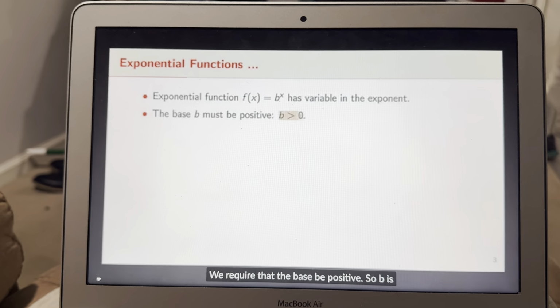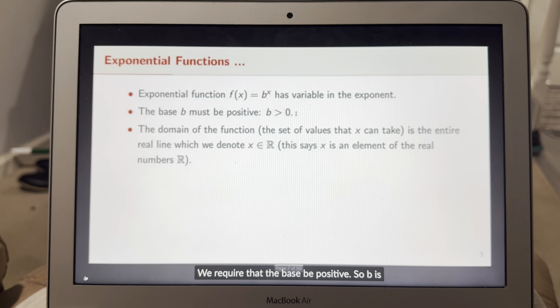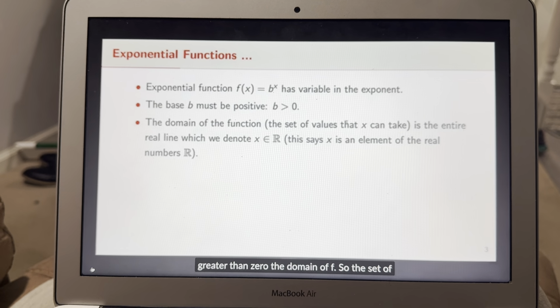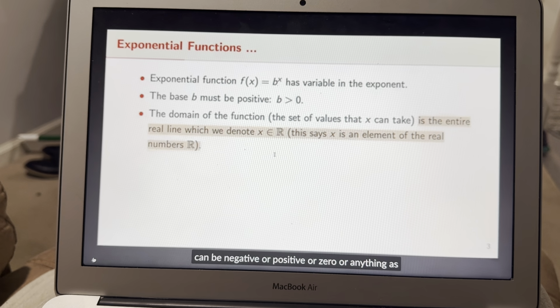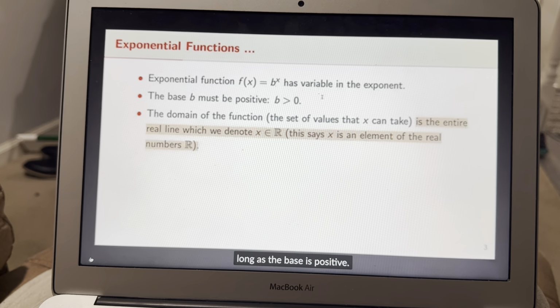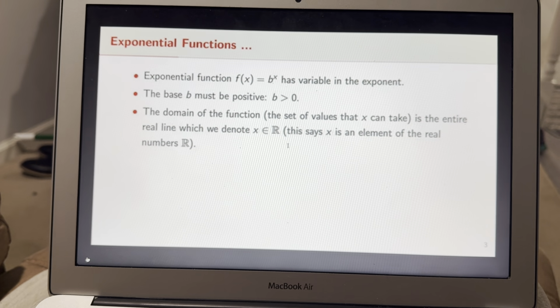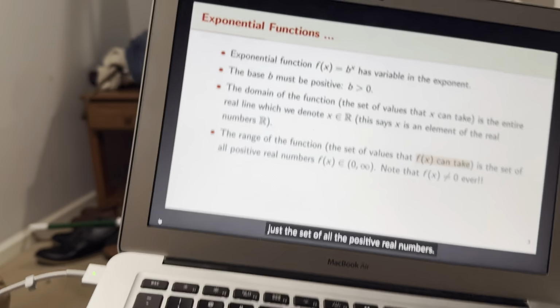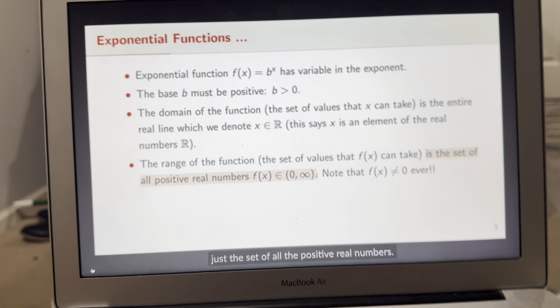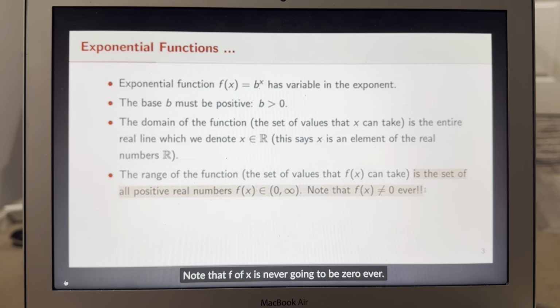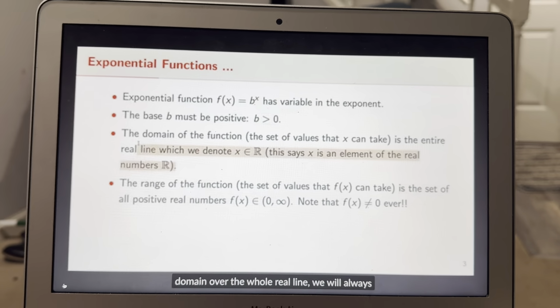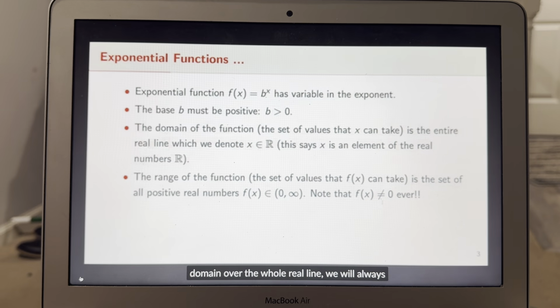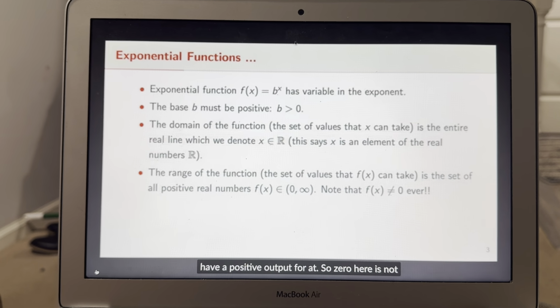We require that the base be positive, so b is greater than 0. The domain of f, so the set of values that x can take, is the entire real line. x can be negative or positive or 0 or anything as long as the base is positive. The range, so the set of output values for f, is just the set of all the positive real numbers. Note that f of x is never going to be 0 ever, and as long as the base is positive and we have a domain over the whole real line, we will always have a positive output for f.